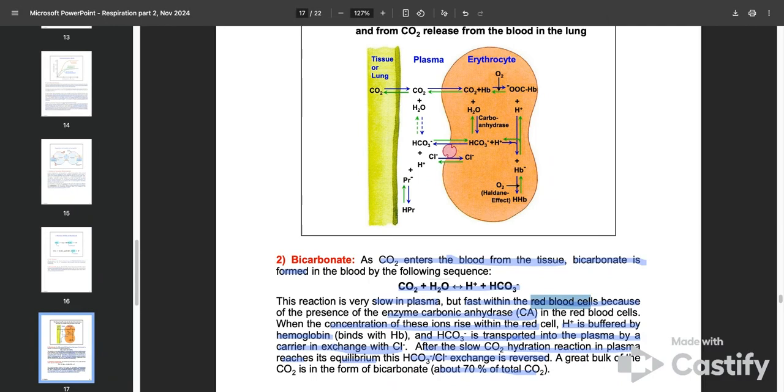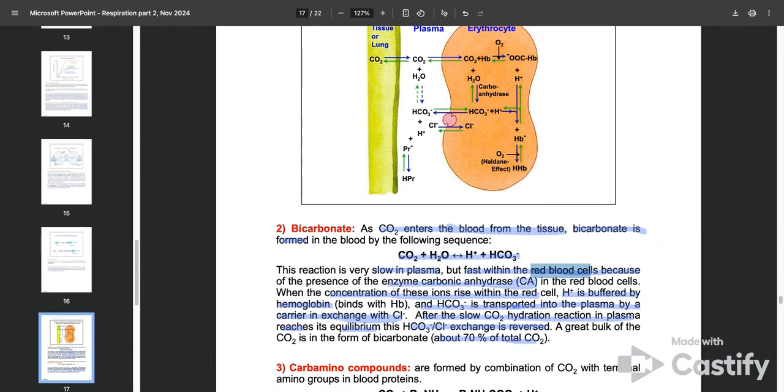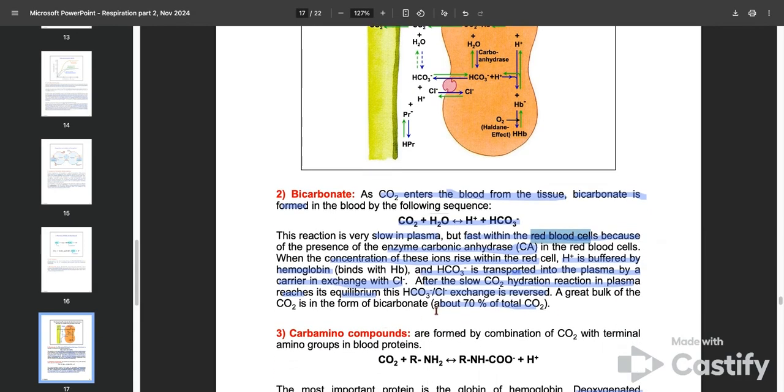This HCO3 minus is going to go out to the plasma in exchange for chloride. The chloride is going to go back into the red blood cell. Now, this reaction is reversed. Where is it reversed? It's reversed in the lungs when you want to release the carbon dioxide. So you're going to have more HCO3 minus and more H plus to convert it back to carbon dioxide. Okay, just know that the most transported form of carbon dioxide is the bicarbonate.